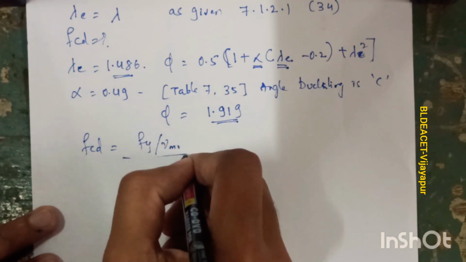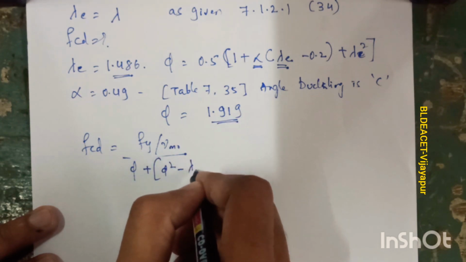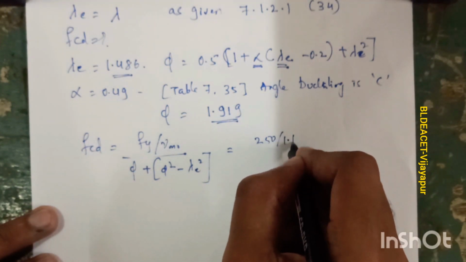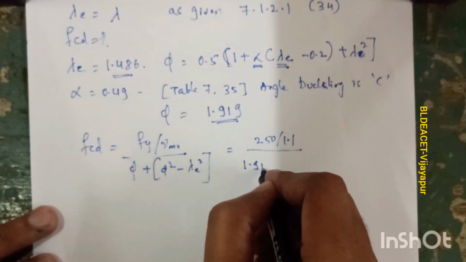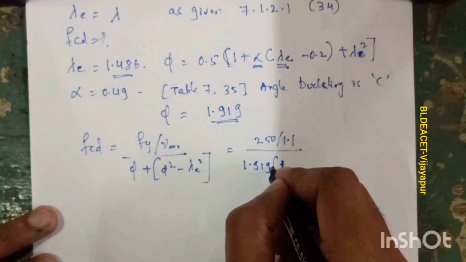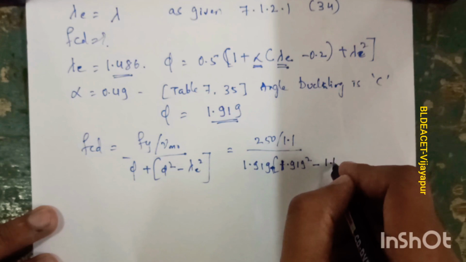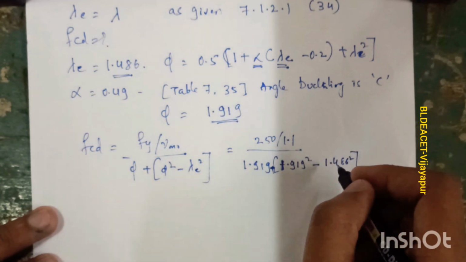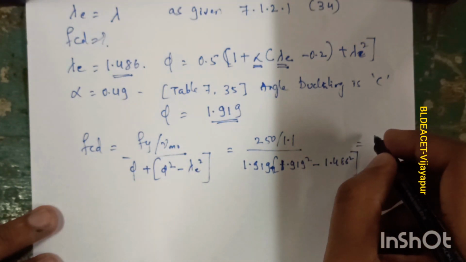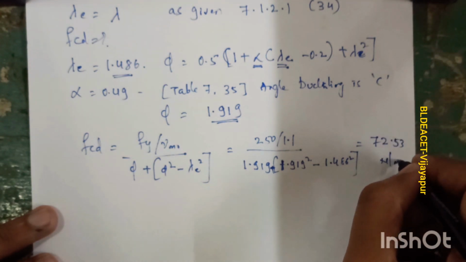Once we get the value of phi, we have to calculate FCD, which is Fy by gamma m naught, whole divided by phi plus the square root of phi square minus lambda E square, which is 250 divided by 1.1, phi is 1.919, plus the square root of 1.919 whole square minus lambda E 1.486 whole square. So finally FCD you will be getting as 72.53 Newton per square mm.